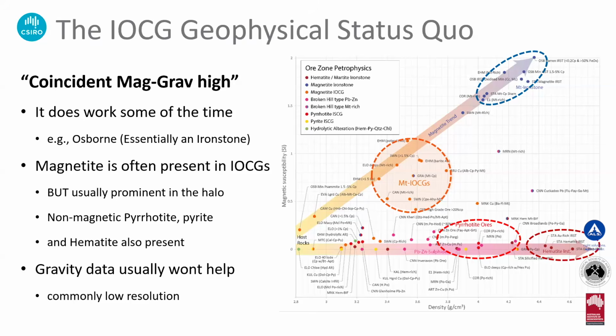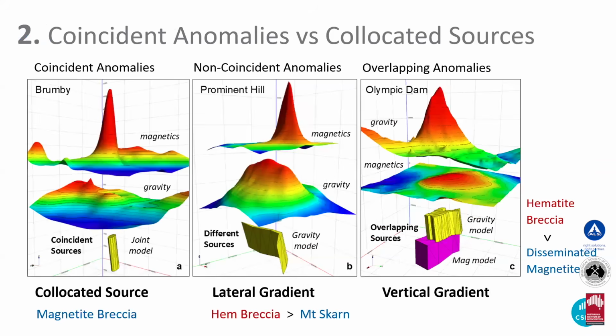It's quite obvious, really. But the other thing is gravity data usually won't help you too much. Even if you do have a body there that is dense, it's probably not going to help you most of the time. I'll talk about that in a second. But this is just some examples of different types of anomalies that you might get with IOCG type systems. This is from Brumby, just a little prospect sitting up north of Osborne.